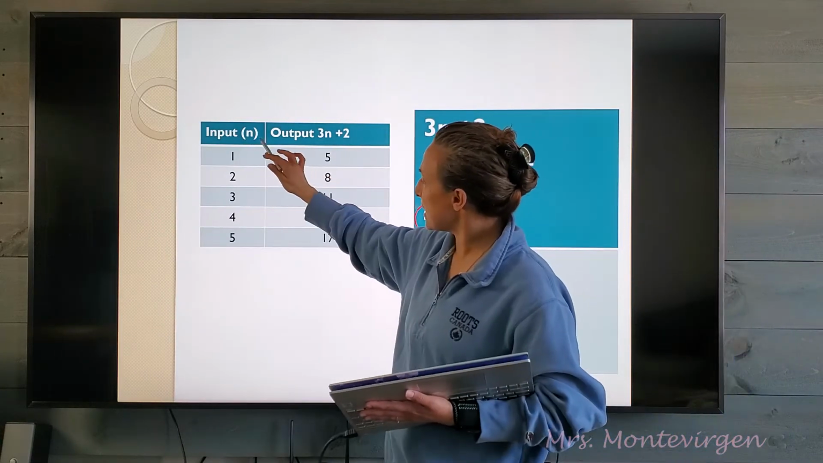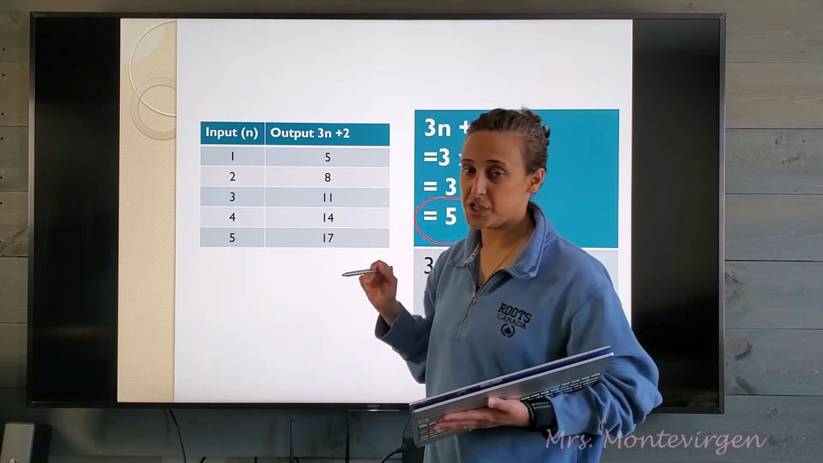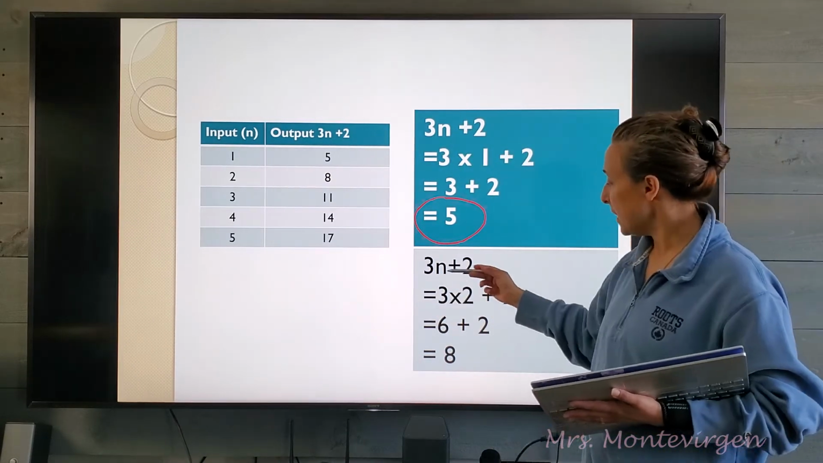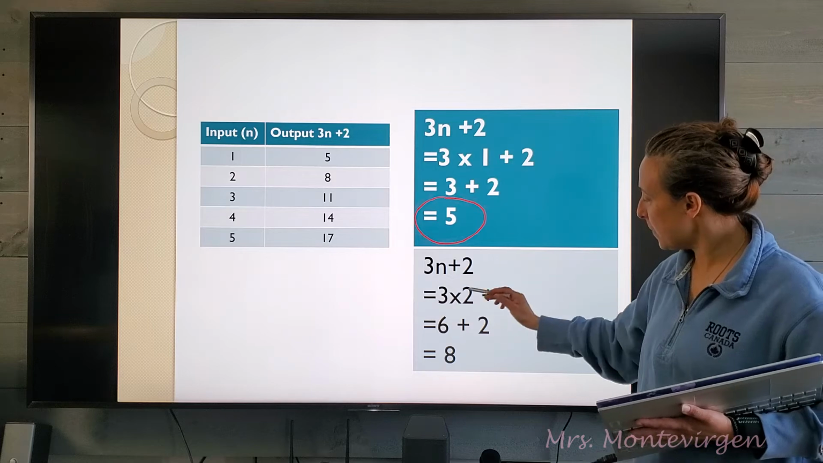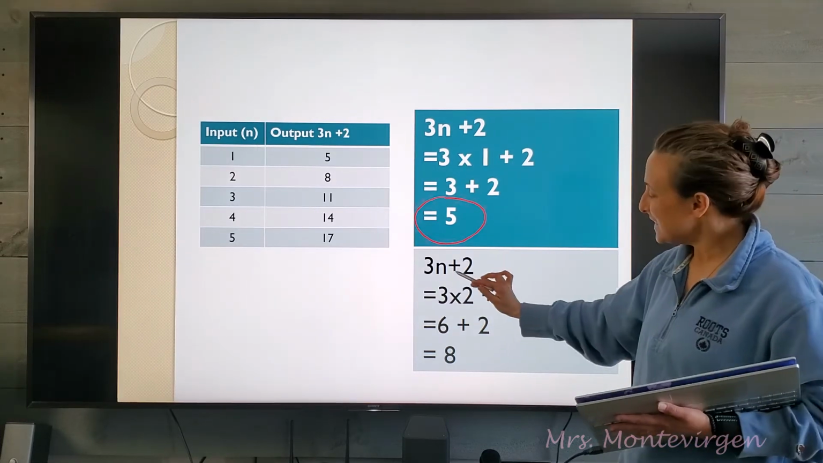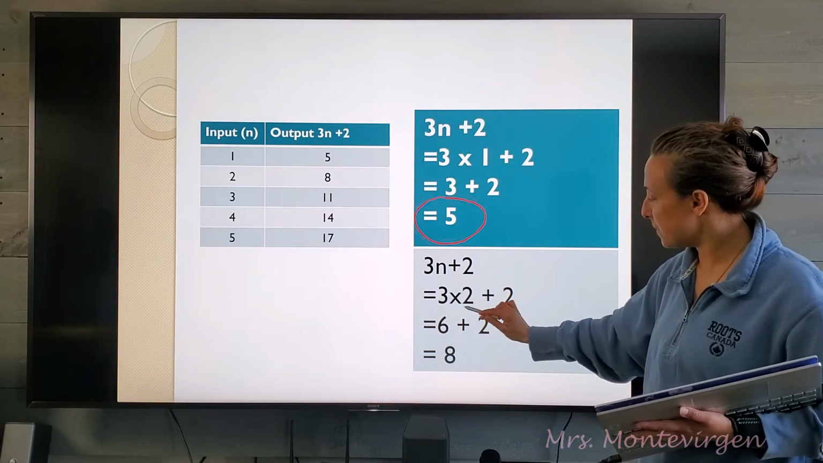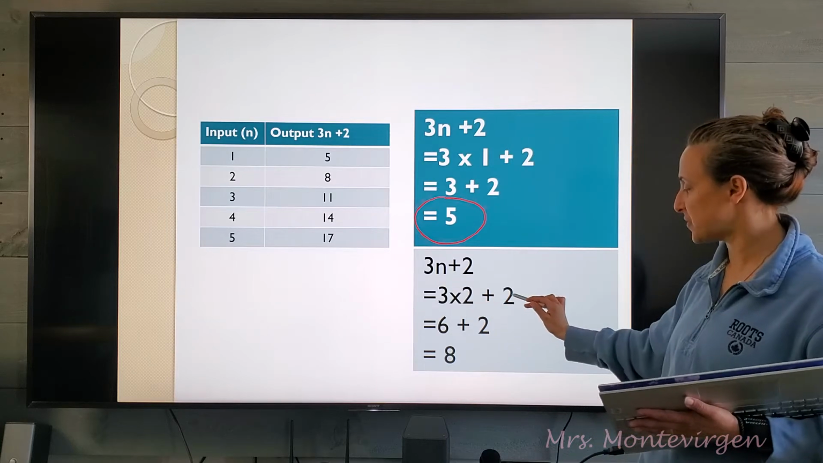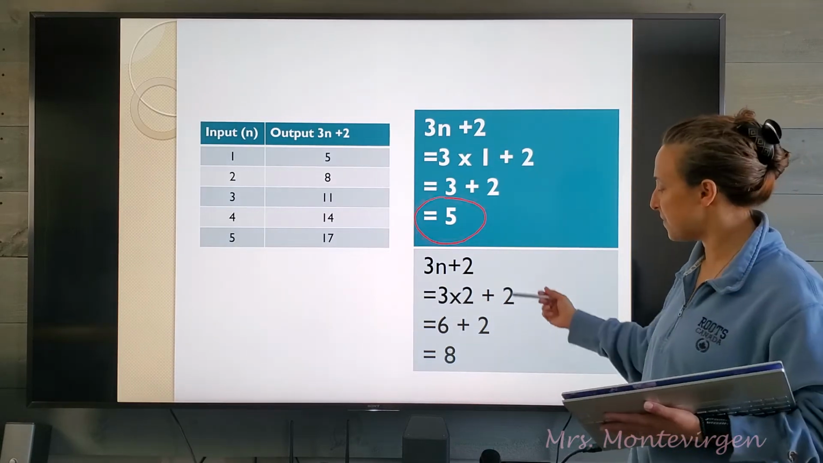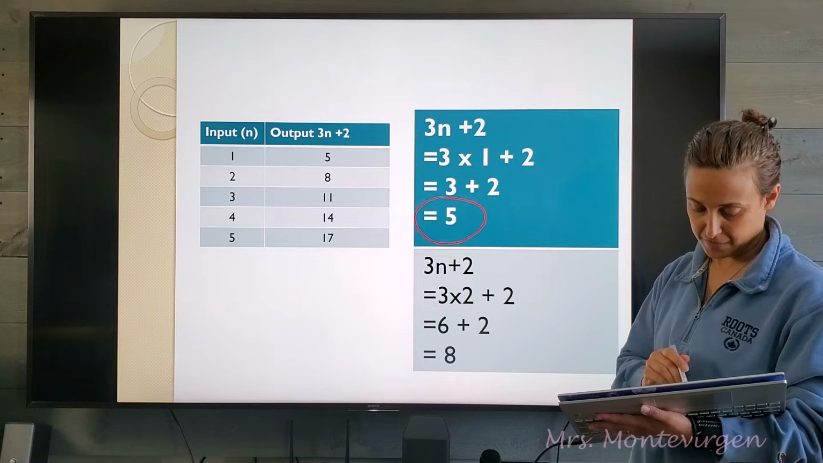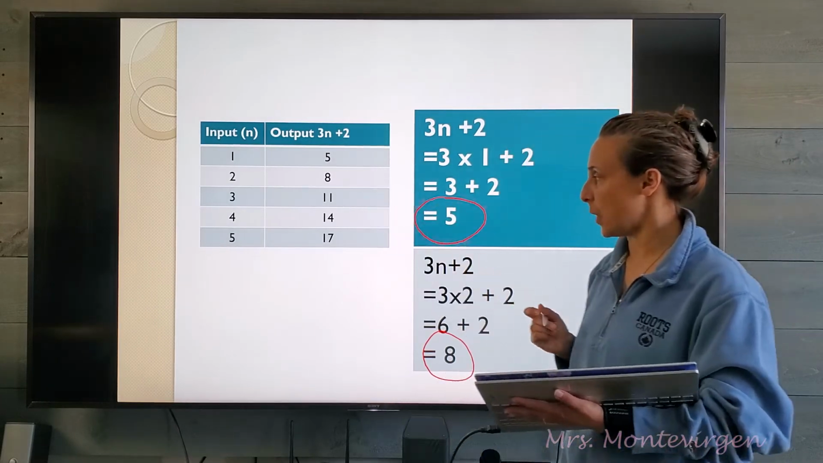In the next example, our variable is now going to be 2. Let's go through. So again, 3n plus 2. We're going to write the equation, take the n, and substitute it for 2. So 3 times 2 plus 2. Remember BEDMAS, work it through, and we get an answer of 8. And that's here as well.